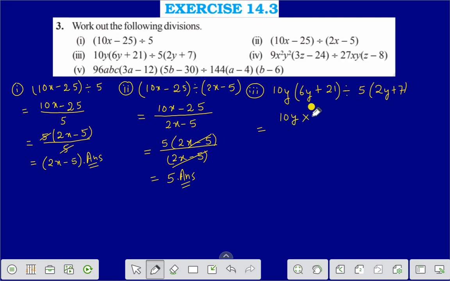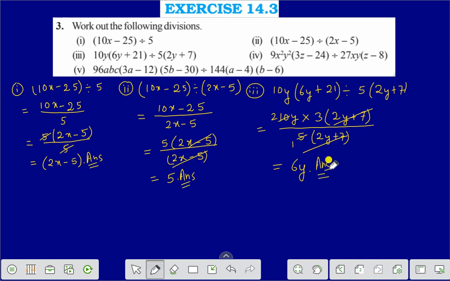If we take 3 as common, then we are getting 3 times (2y plus 7) since 3 2s are 6 and 3 7s are 21, divided by 5 times (2y plus 7). Here you see 2y plus 7 will cancel, and 5 1s are 5, 5 2s are 10. Therefore, we are getting 3 into 2, that is 6y. The answer is 6y, the answer of question number 3.